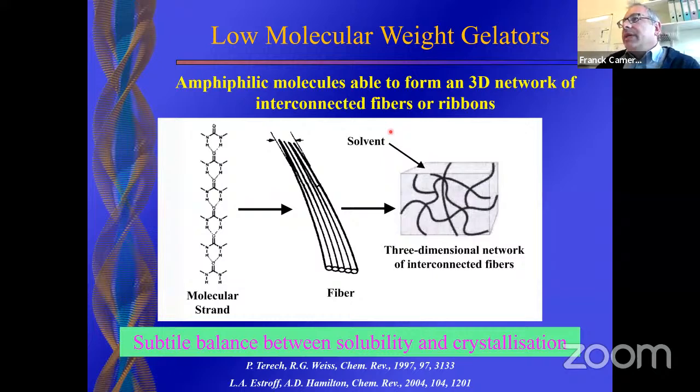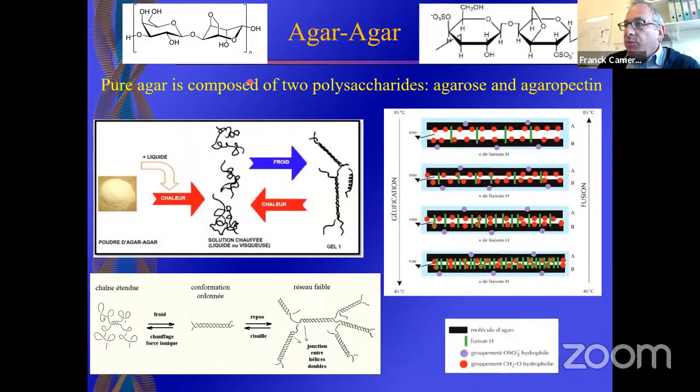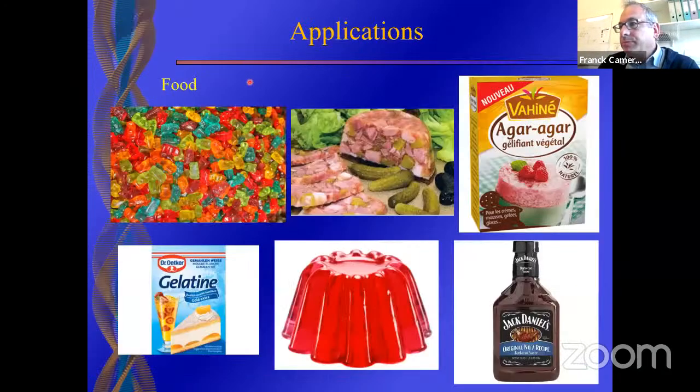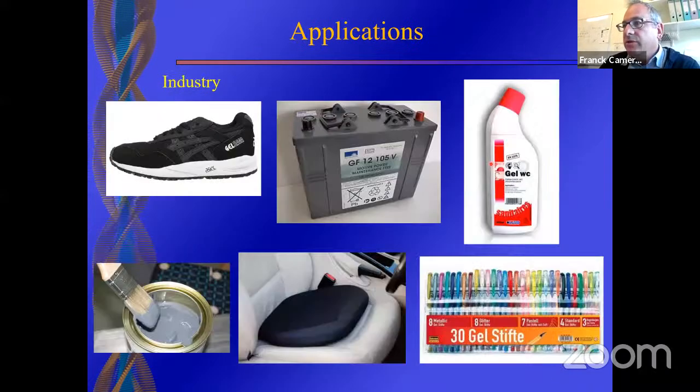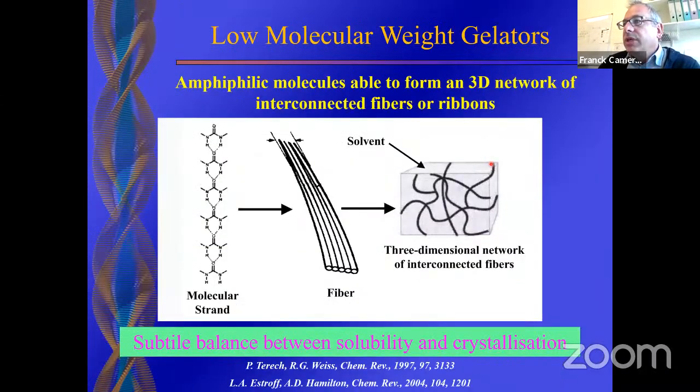You can also obtain gels with other polymers. You have also some alginate and agar-agar, which are natural polymers. Gelatin is also a natural polymer. But you can also develop some gelling agents from small molecules. We call these gelling agents low molecular weight gelators, as compared with polymeric gelators.